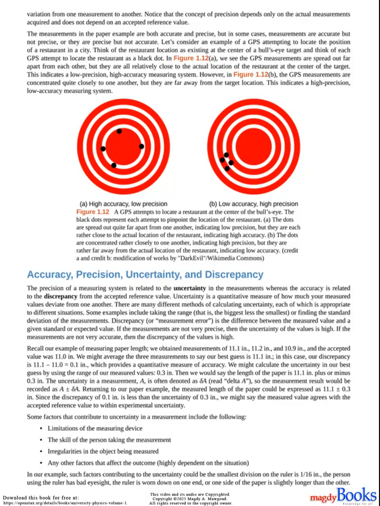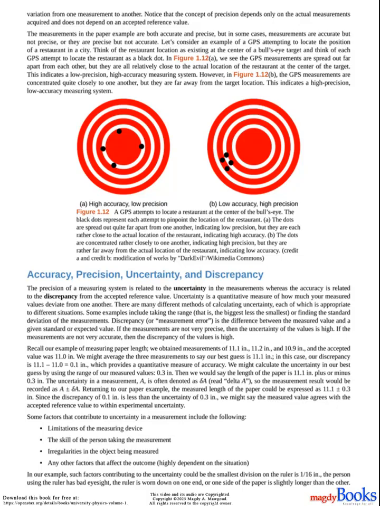Figure 1.12. A. High accuracy, low precision. B. Low accuracy, high precision. The black dots represent each attempt to pinpoint the location of the restaurant. A. The dots are spread out quite far apart from one another, indicating low precision, but they are each rather close to the actual location of the restaurant, indicating high accuracy. B. The dots are concentrated rather closely to one another, indicating high precision, but they are rather far away from the actual location of the restaurant, indicating low accuracy. Credit A and Credit B: Modification of works by Dark Evil, Wikimedia Commons.